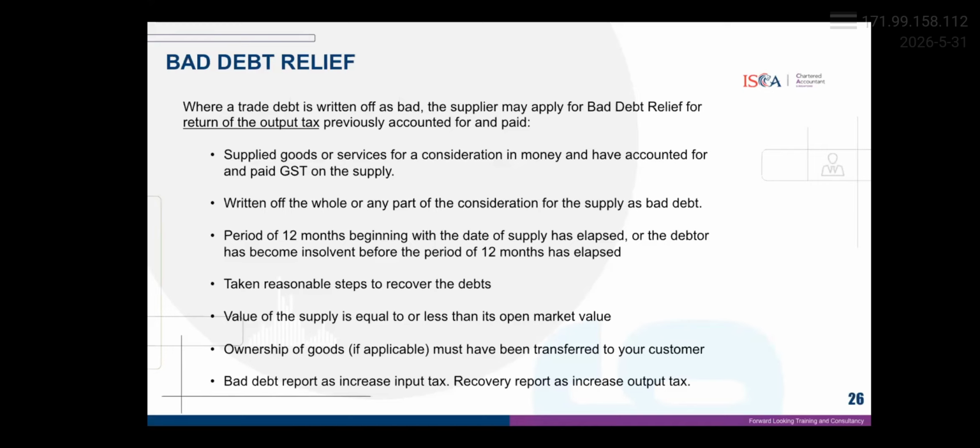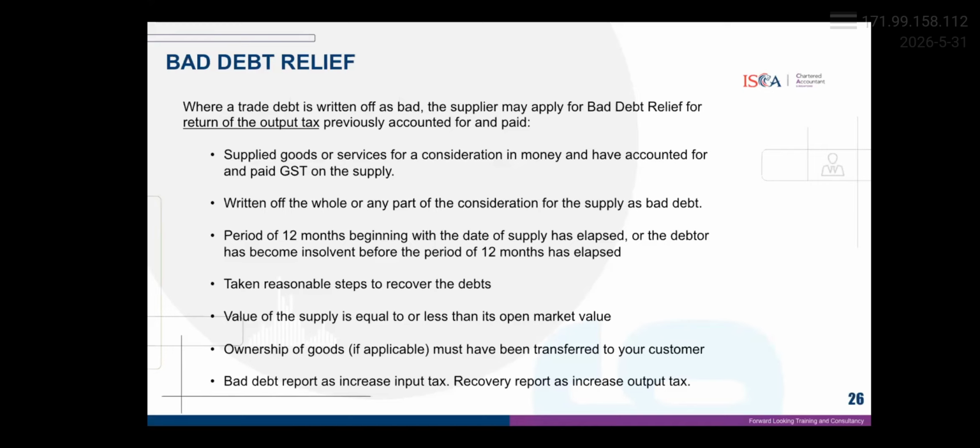But there are certain conditions that have to be met, and that includes the supply of goods or services for consideration in money and have accounted for and paid GST on the supply. You have paid for it before. Return of the whole or any part of the consideration for the supply as bad debt. A period of 12 months beginning with the date of supply has lapsed, or the debtor has become insolvent before the period of 12 months has elapsed.